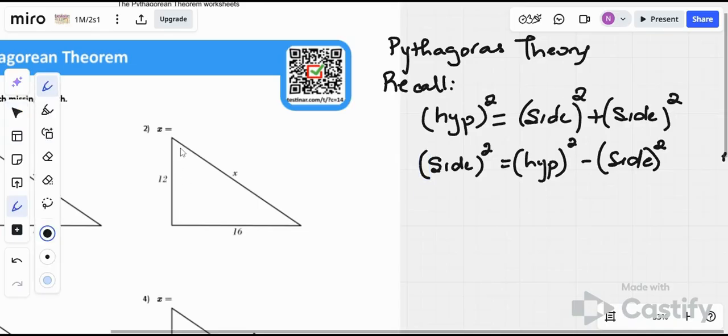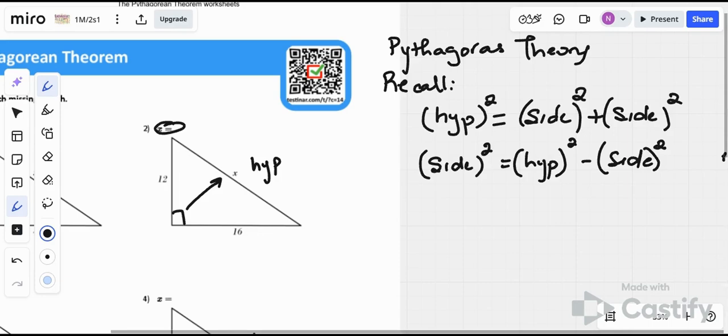Alright, so we're going to look at question 2 here. It says to find x. If you look at the diagram that you're given, you can see that the right angle is here and it is directly across from the hypotenuse. So x is going to be your hypotenuse. Remember, there's something that you always have to do: do not assume that a triangle is a right angle unless you are told so.